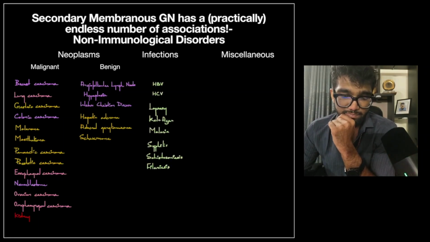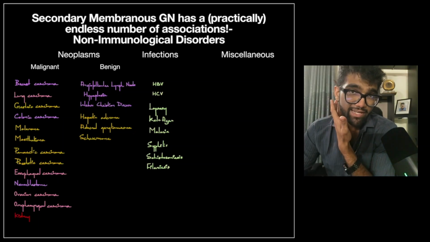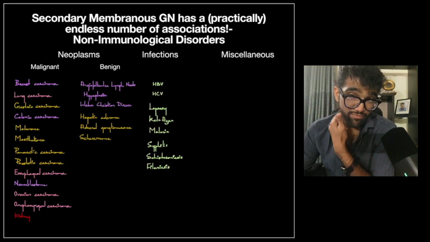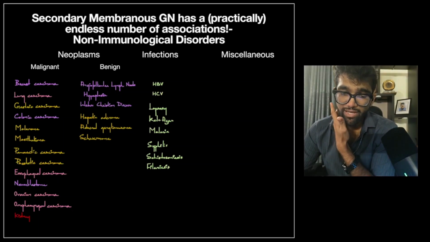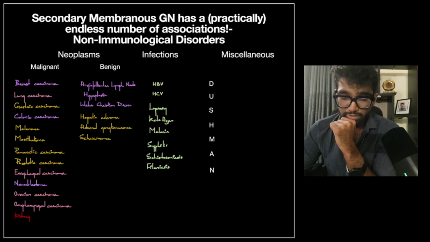And among infections, practically any chronic infection can cause it. But one thing that one must remember is not just malaria, kala-azar, and leprosy. It is also syphilis. It is also schistosomiasis and filariasis that are associated. And as we just discussed, with syphilis, it is anti-NDNF antibodies that we get.